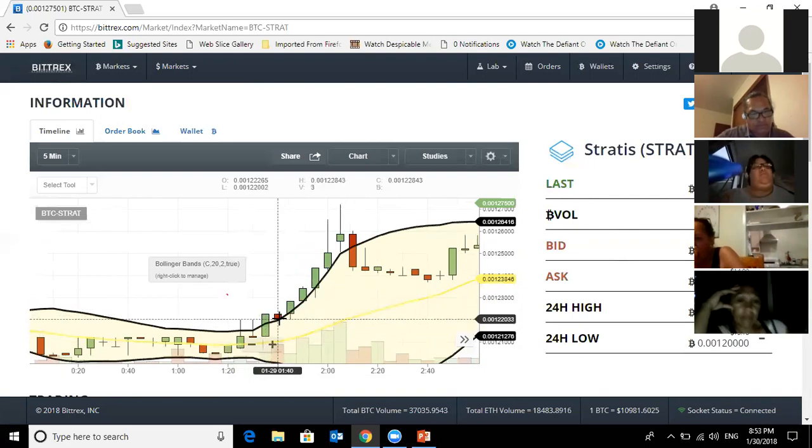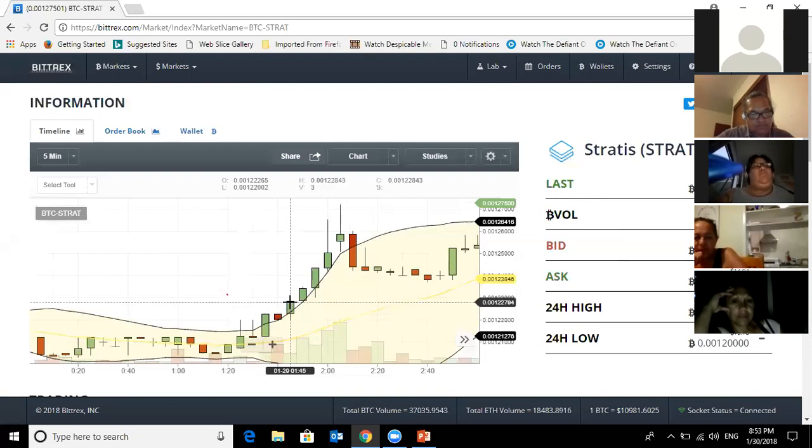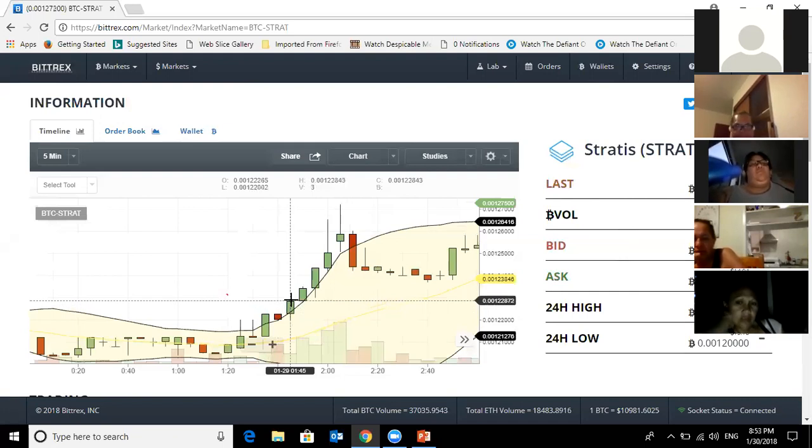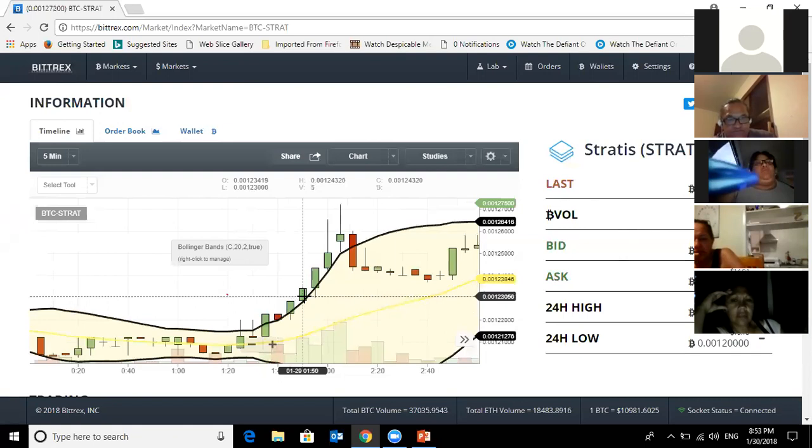So what we need to do is wait for another confirmation candle. Here's our confirmation candle here. Here's our buy, 122872. That's our entry point. We want to sell it between 1 and 5%. We can sell it straight away. It'll be somewhere up here.